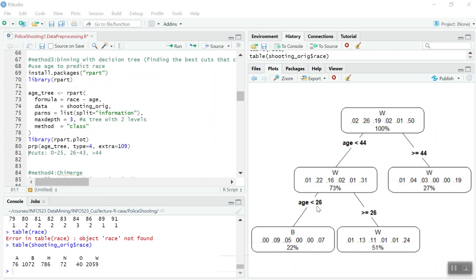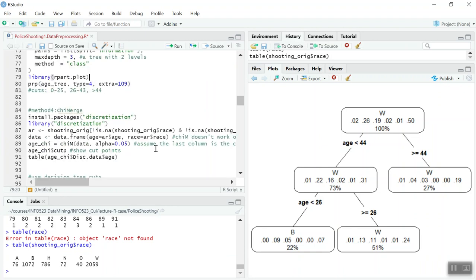Basically 0 to 26, 26 to 44, and 44 and above are going to correlate with our race distribution the most. So therefore, our cut is going to be like this, okay? Keep this in mind, and we can move on to our next method, which is chi-merge, and we discussed chi-merge in detail.